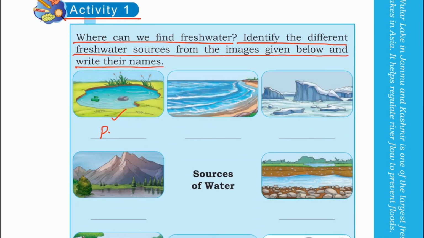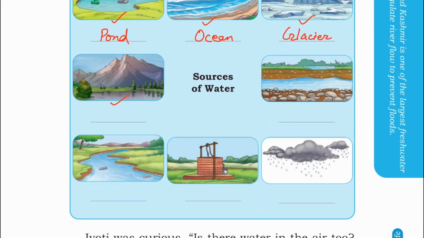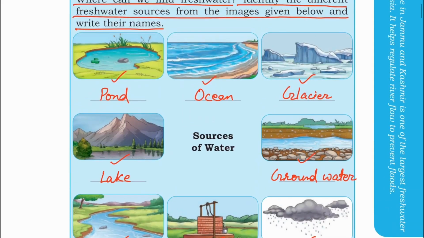This is a pond, ocean, glacier, lake, groundwater, river, well, rain. Except oceans, all are sources of fresh water.